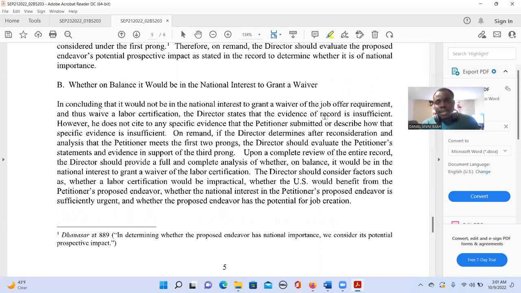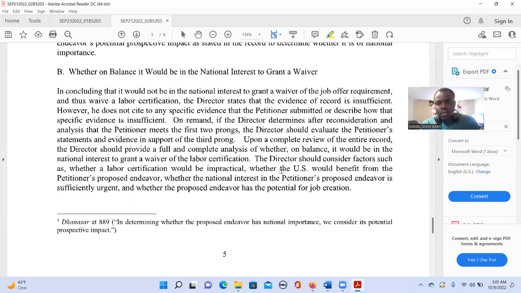The director says that the evidence of record is insufficient. However, he does not cite any specific evidence that the petitioner submitted or describe how that specific evidence is sufficient. On remand, if the director determines after reconsideration and analysis that the petitioner missed the first two prongs, the director should evaluate the petitioner's statements and evidence in support of the third prong. Upon a complete review of the entire record, the director should provide a full and complete analysis of whether on balance it will be in the national interest to grant a waiver of labor certification.